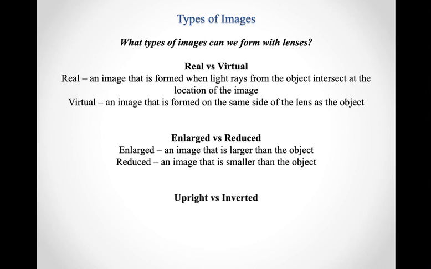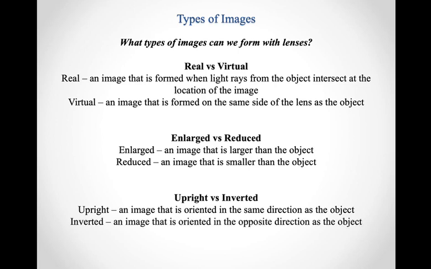So our third question is whether or not the image is upright or inverted. And just like the last one, this one's a little bit more straightforward than the first. An upright image is oriented in the same direction as the object. So we will typically orient our objects in an upright way. So our object will point up, and an upright image will also point up if we're drawing our objects as arrowheads.